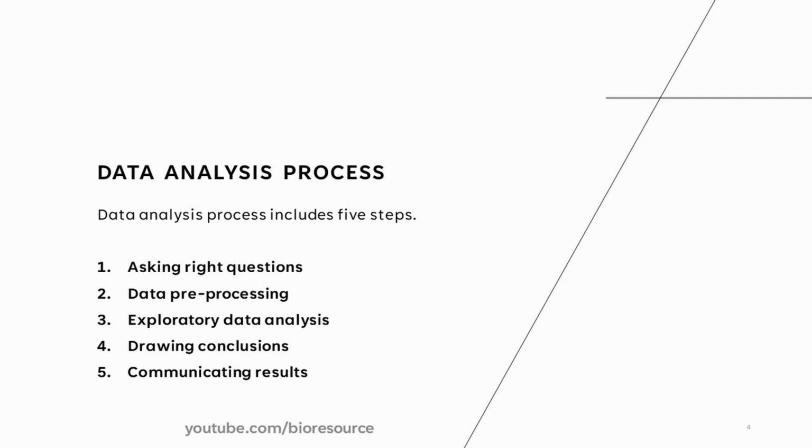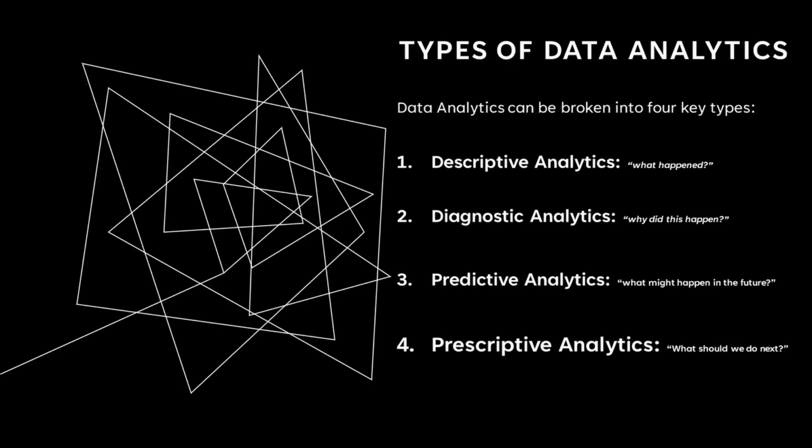So let's look at the different types of data analytics. Data analytics can be broken into 4 key types. They are descriptive analytics, diagnostic analytics, predictive analytics and prescriptive analytics. Descriptive analytics answers the question what happened. Diagnostic analytics answers the question why did this happen. Predictive analytics answers the question what might happen in the future. And prescriptive analytics answers the question what should we do next.